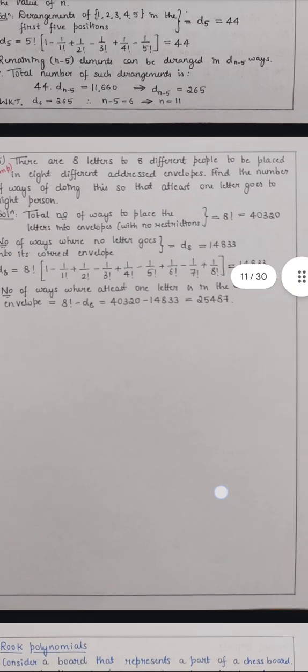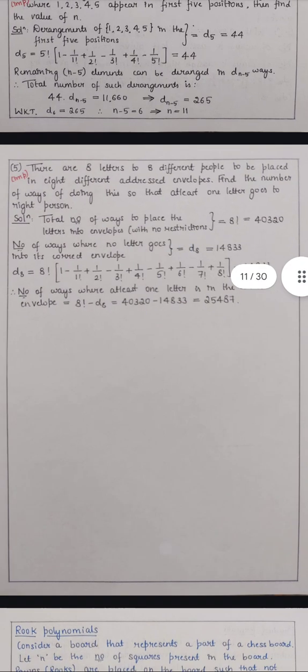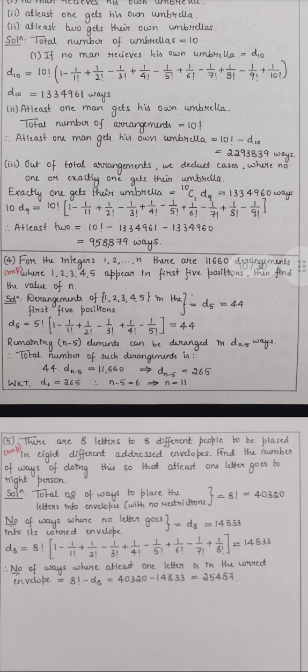Then there are 8 letters of 8 different people to be placed in 8 different addressed envelopes. Find the number of ways. Total number of ways to place the letters in envelopes with no restrictions is 8 factorial. The number of ways that no letter goes to the correct envelope is d8. The number of ways that at least one letter is in the correct envelope is 8 factorial minus d8. At least 2 means we'll be subtracting some more.